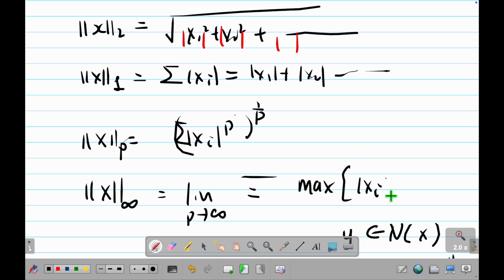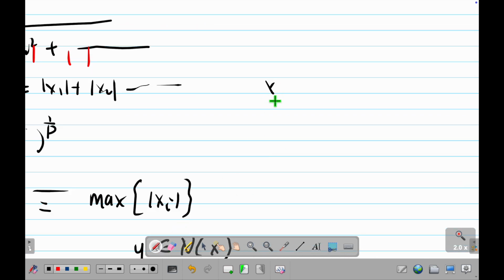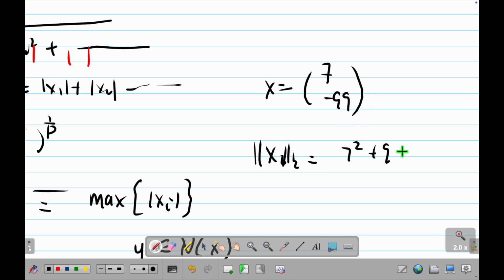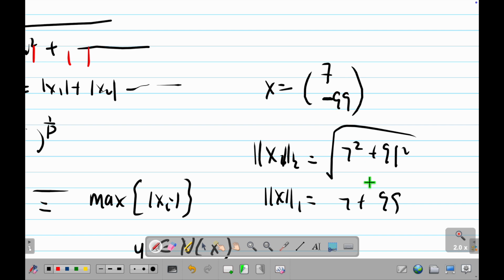Of all this. So just a recap. Suppose x is (7, -99). Then the x 2-norm will be what? 7 squared plus 99 squared. The x 1-norm will be what? 7 plus 99. There's a negative here, don't forget, but we take the absolute value, so we don't care about the negative sign.